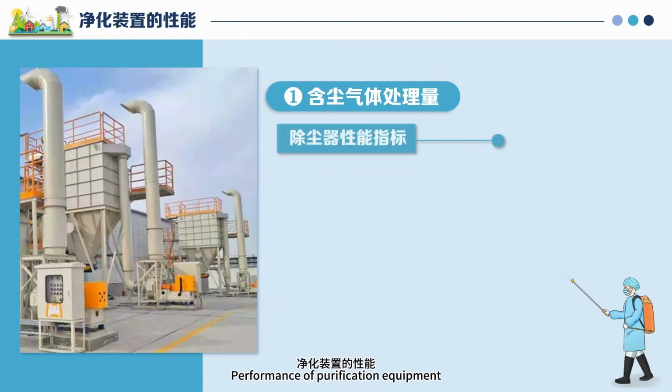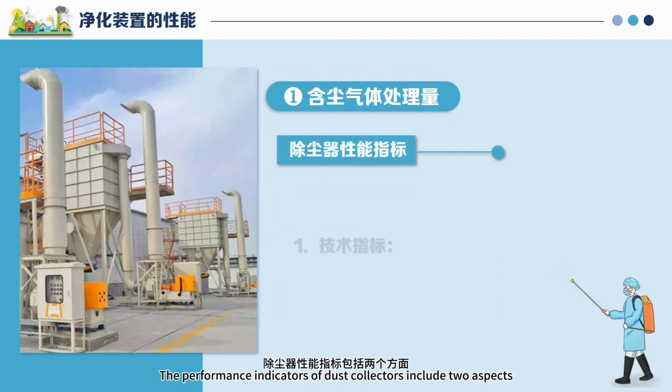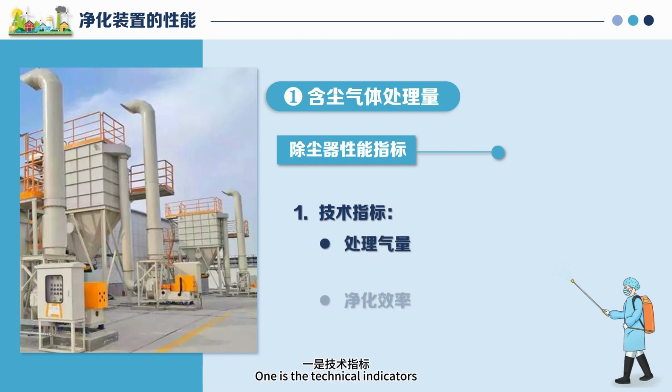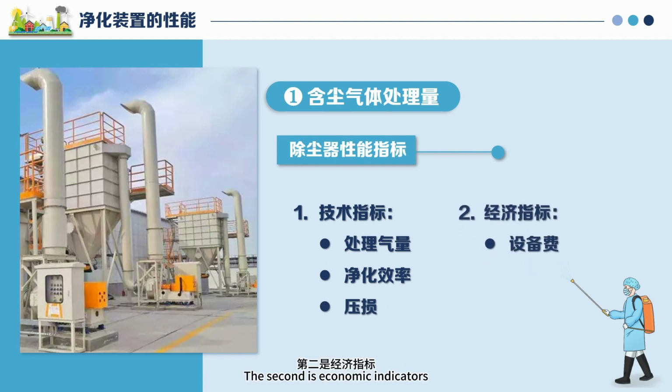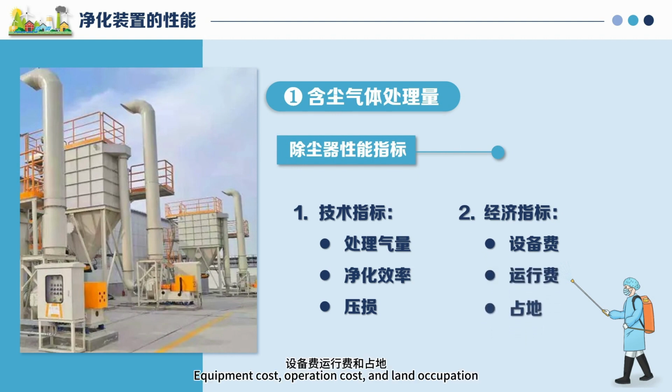Performance of purification equipment. The performance indicators of dust collectors include two aspects. One is the technical indicators, for example, processing capacity, purification efficiency, and pressure loss. The second is economic indicators: equipment cost, operation cost, and land occupation.